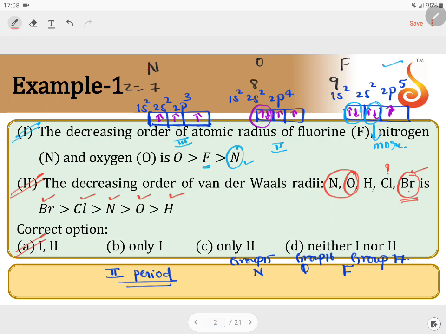Between nitrogen and oxygen, oxygen has less van der Waals radius, because we are not talking in terms of atomic radius, but in terms of van der Waals radius. So definitely it will be less, because the effective nuclear charge increases in case of oxygen. The correct option is A.